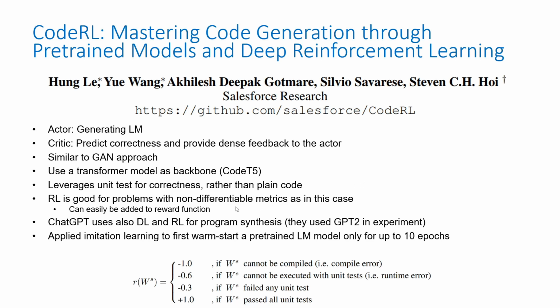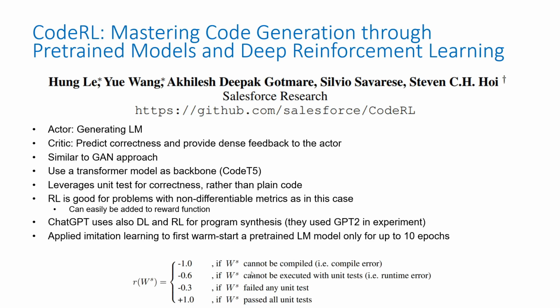And this is similar to what ChatGPT is doing. ChatGPT basically is a language model on top of which you get reinforcement learning. But this work in particular is focused on code generation. This paper was published in 2022. And you can see that at the beginning they use imitation learning just to warm start the pre-trained language model for up to 10 epochs.